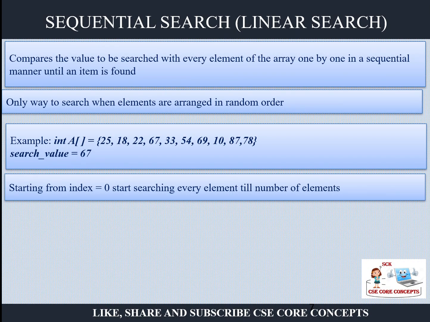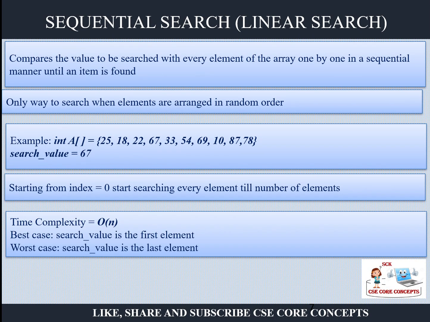So how many elements are there? Let's say you have 10 elements. Let's see the best case and the worst case. The best case is when the first element is the one you are looking for. If you are looking for 25 and 25 is the first element, you are very lucky. You got through very fast. But consider that 67 is the last element in this list. Then you have to search the entire list, all n elements. So the best case is that the value is the first element. The worst case is that the value is the last element.